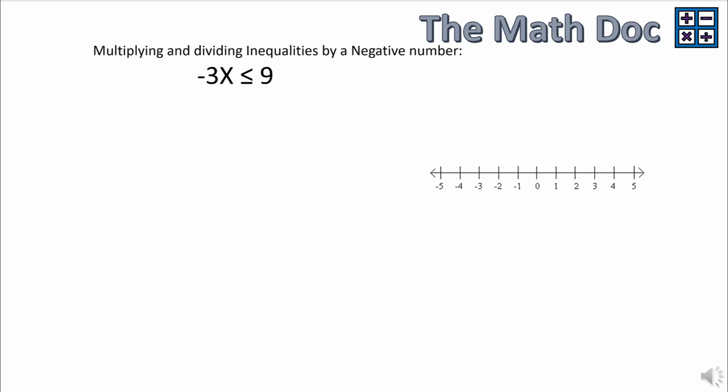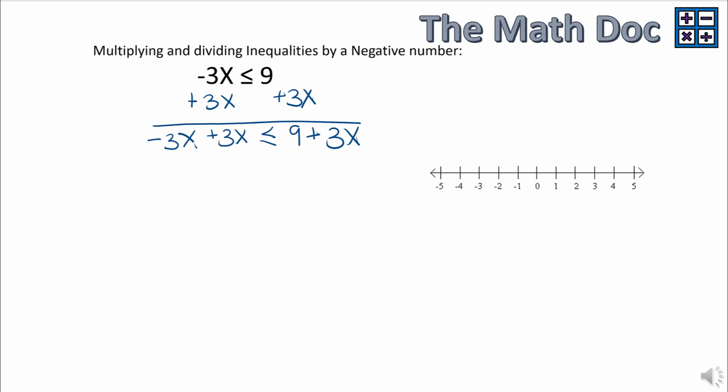What do I mean by looking at it from another direction? Well, let's do something different. Instead of multiplying or dividing in order to isolate x, let's start by doing addition and subtraction. Let's add 3x to both sides of this inequality. We're just going to move the x from one side to the other. We're adding 3x, so we have minus 3x plus 3x is less or equal to 9 plus 3x.